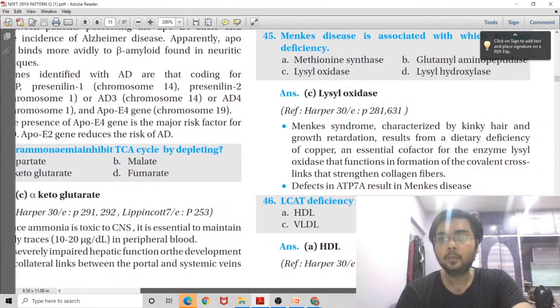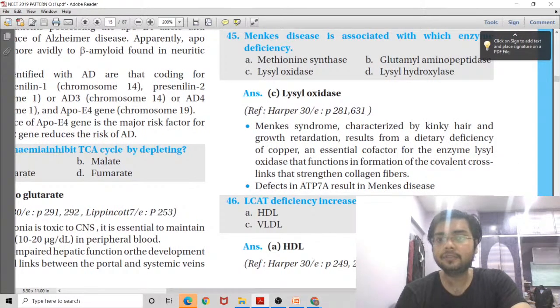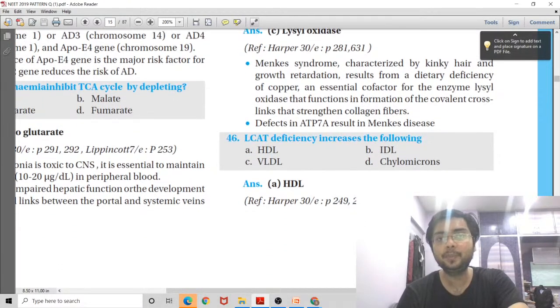Okay. Now Menkes disease is associated with which enzyme deficiency? It is a straightforward question, that is lysyl oxidase. And what all will you see in Menkes disease? You will see kinky hair and growth retardation that occur due to dietary deficiency of copper, which is an essential cofactor of lysyl oxidase, right? And what else occurs in Menkes disease is a defect in ATP7A.